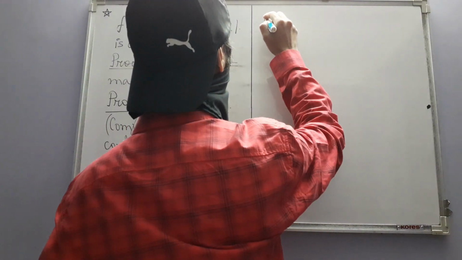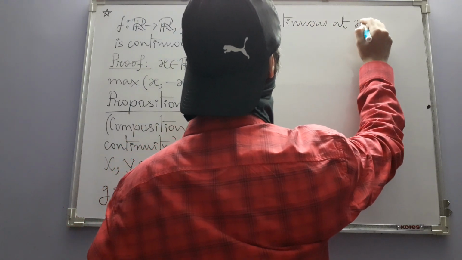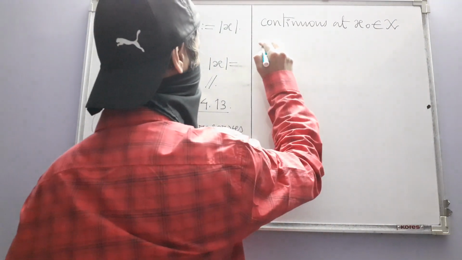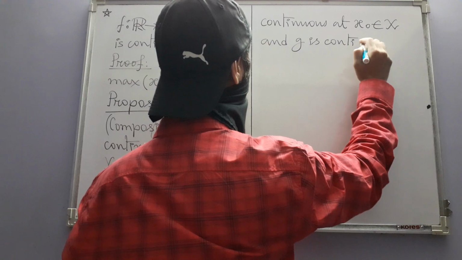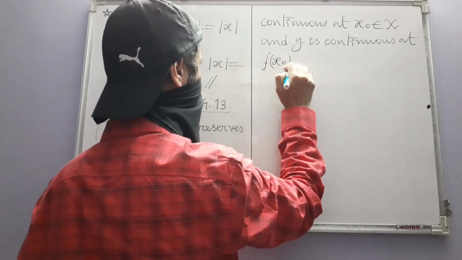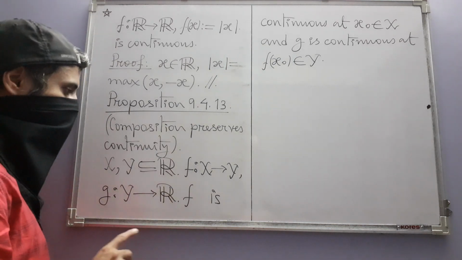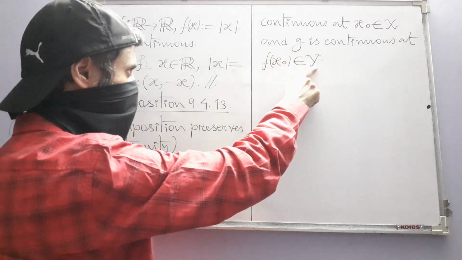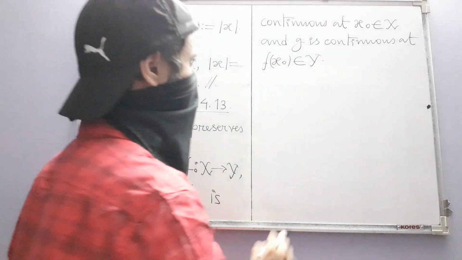Suppose f is continuous at some point x naught in X, and g is continuous at f of x naught. You see, it makes sense because f is a function from X into Y. So if x naught is in X, then f of x naught will be a point in Y. So we can impose this condition that g is continuous at f of x naught.